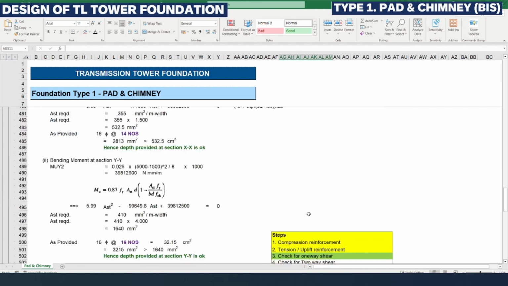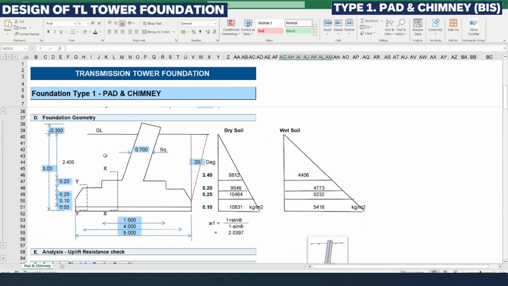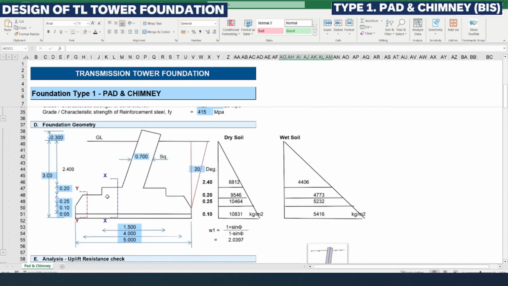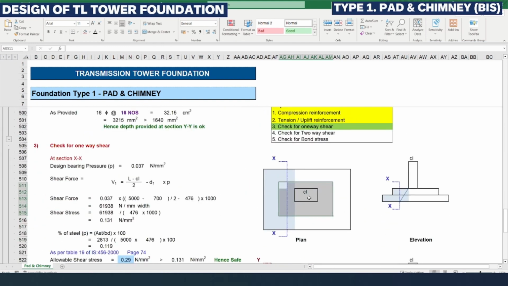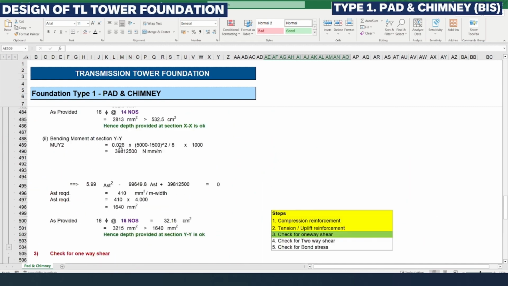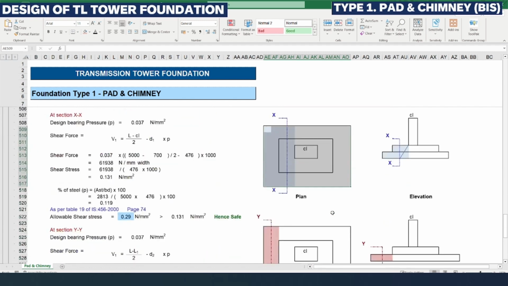So these are the shapes we need to consider. This is the 700 mm chimney box. This box refers to the drop of 1.5 meter which we had considered in our foundation geometry. This drop is the second box, and the third one is the whole base slab, that is 5 meter, which we had considered in our geometry. So this 5 meter is the third box.